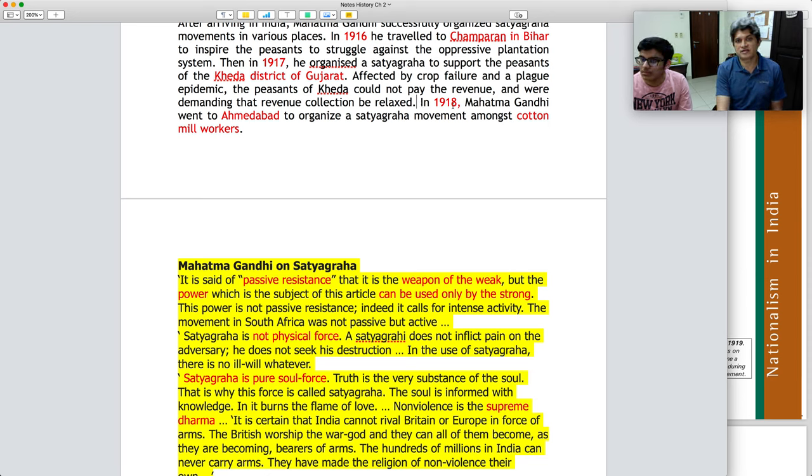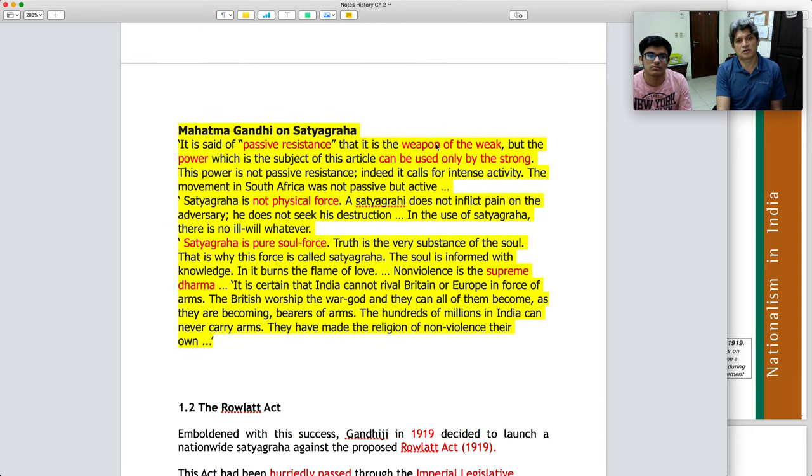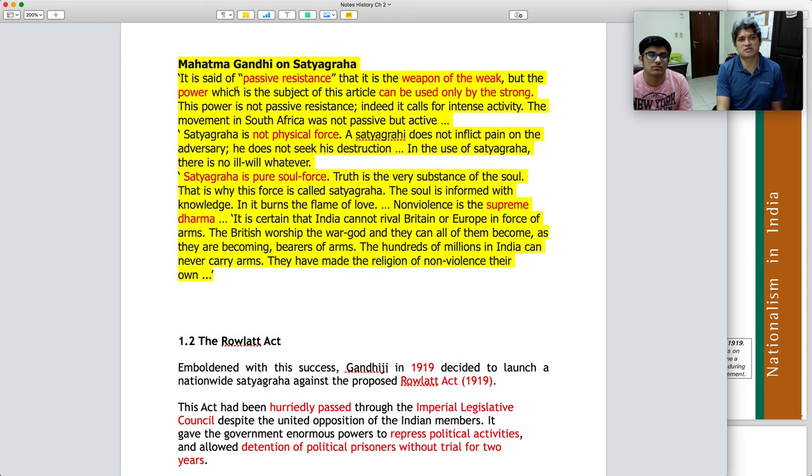And then in 1918, he went to Ahmedabad in Gujarat to organize a satyagraha movement amongst the cotton mill workers. So what is satyagraha according to Mahatma Gandhi? This is the boxes that you have in the book. So this is just highlighted.